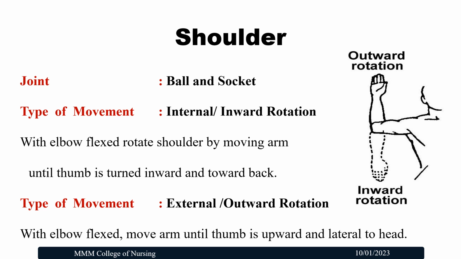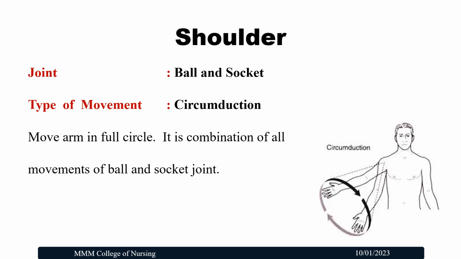Internal or inward rotation, with elbow flexed, rotate shoulder by moving arm until thumb is turned inward and towards back. External or outward rotation, with elbow flexed, move arm until thumb is upward and lateral to head. Circumduction, in this movement the arm can be moved in full circle. It is the combination of all movements of ball and socket joint.